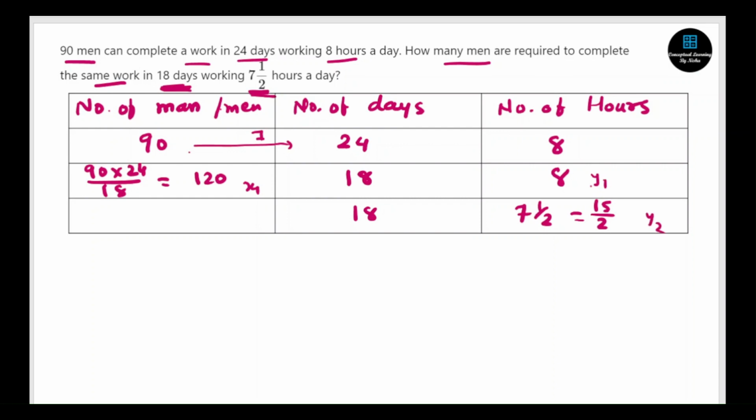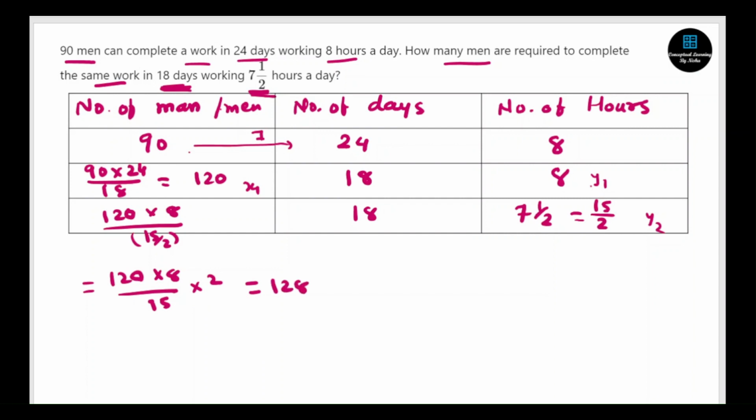So again the same thing. What do I have to do? 120 into 8, and divide by 15 upon 2. So 15 upon 2 I have to divide. So basically what I have to do, 120 into 8 upon 15 into 2. And now when I solve this, what do we get? This is 8 times, so 64 into 2, 128.